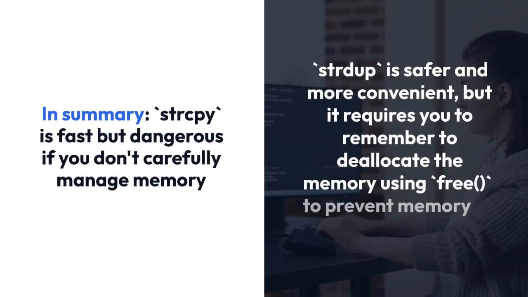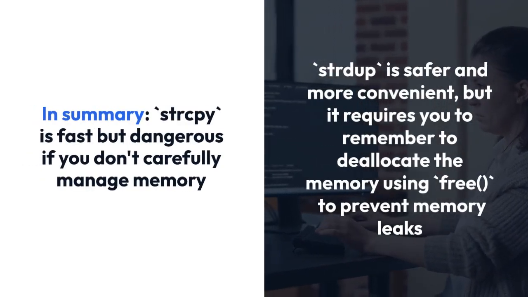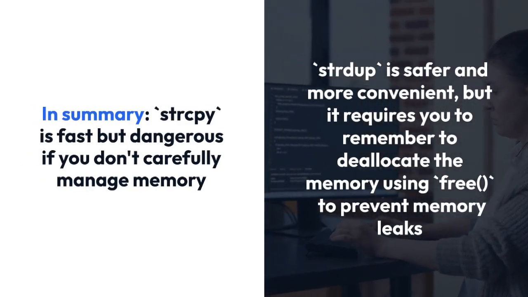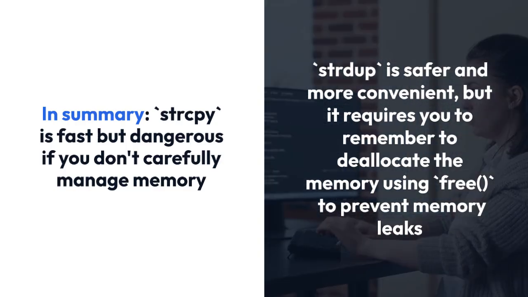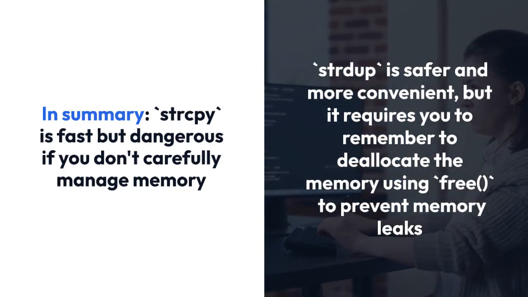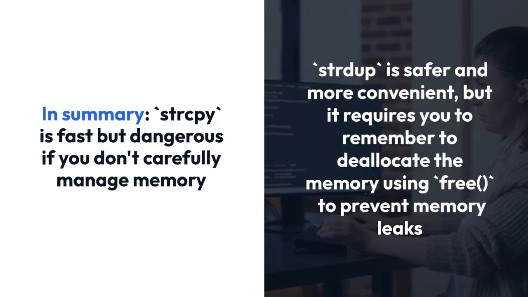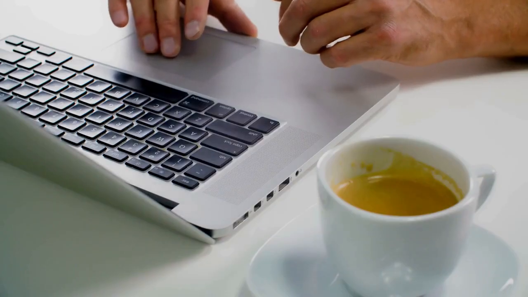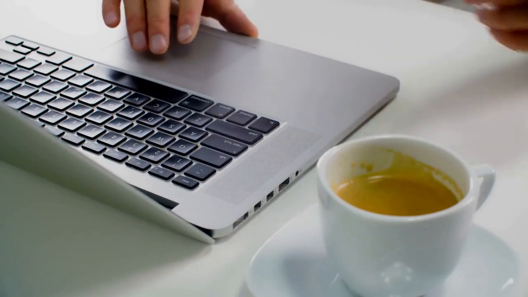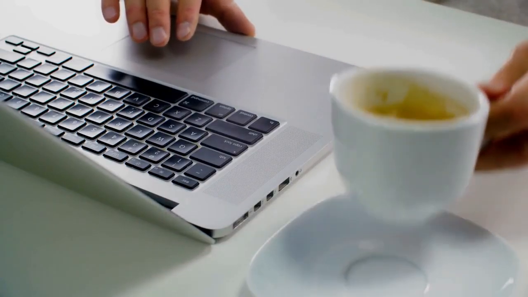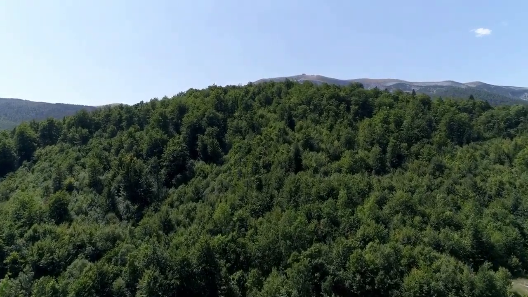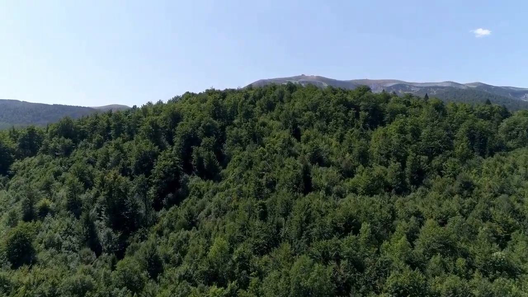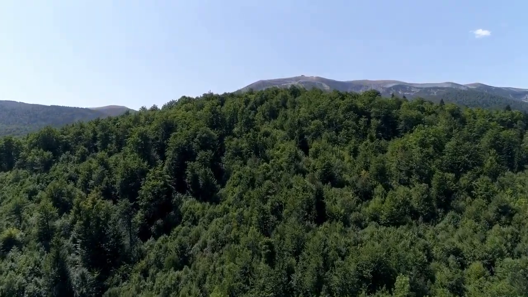5. In summary, strcpy is fast but dangerous if you don't carefully manage memory. strdup is safer and more convenient, but it requires you to remember to deallocate the memory using free to prevent memory leaks. Choose the function that best suits your needs and coding style, but always prioritize memory safety. Remember, using strdup often simplifies the code and reduces the risk of errors, but only if you diligently free the allocated memory when finished.